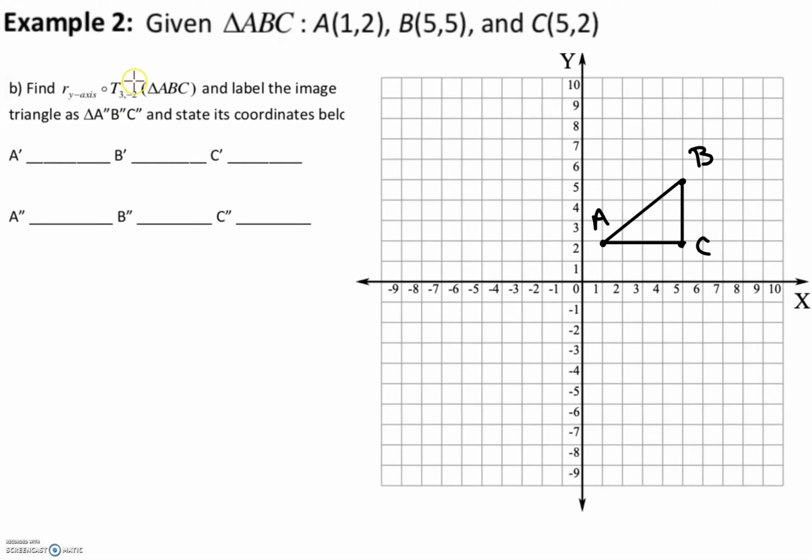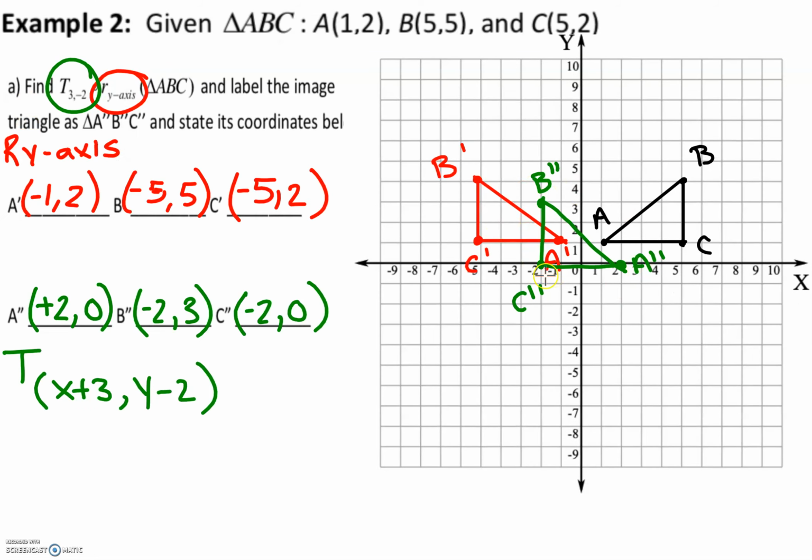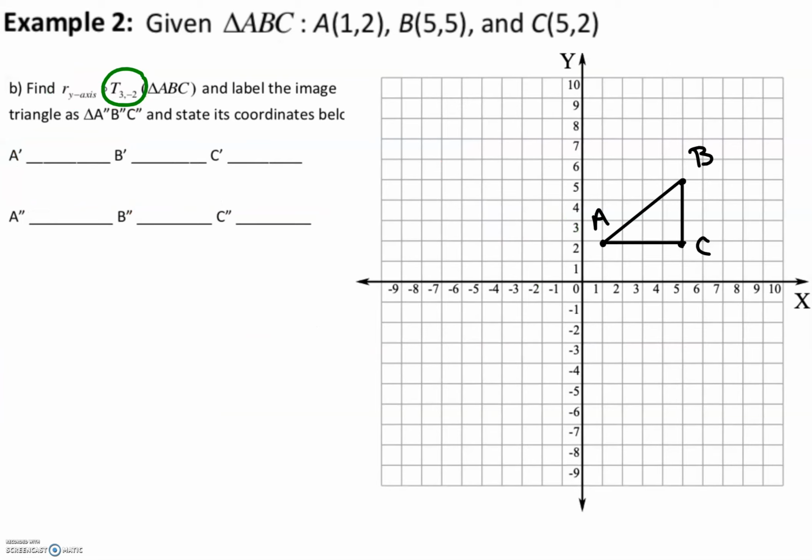So now I'm going to first do the translation, then I'm going to do the reflection and see if our final picture ends up like it was here. So I'm going to do our translation first. So A prime is now at 4, 0. B prime is now at 8, 3. And C prime is now at 8, 0. And again, how did I do this? I took our original points and I added 3 to all the x values and subtracted 2 from all the y values. All right, so I'm going to graph our new picture.